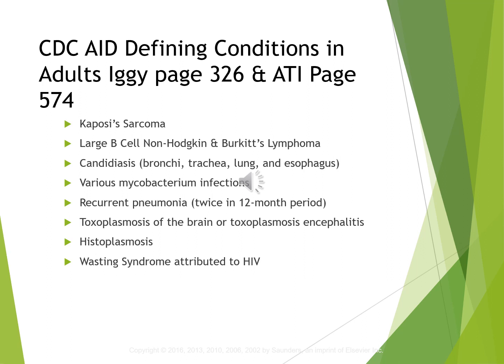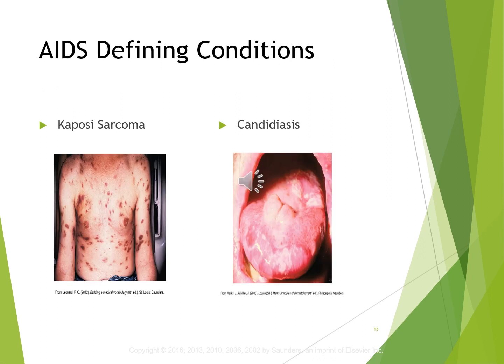Toxoplasmosis of the brain or toxoplasmosis encephalopathy. Histoplasmosis. And this is something that you can get from fungal spores that can come from bird and bat droppings. So they're generally inhaled. And then also wasting syndrome attributed to HIV. So these are the patients that look very cachectic or incredibly thin and very gaunt in their appearance because they're basically wasting away. Okay, and these are just a couple of the different AIDS-defining conditions that I talked about on the other page.